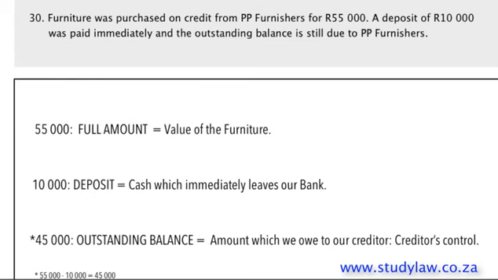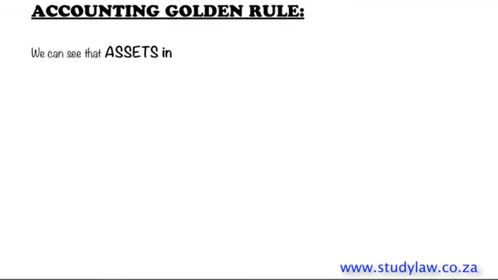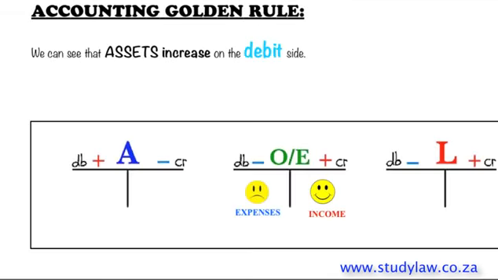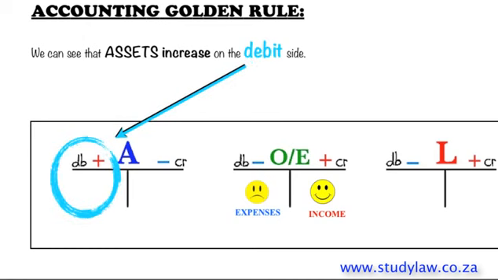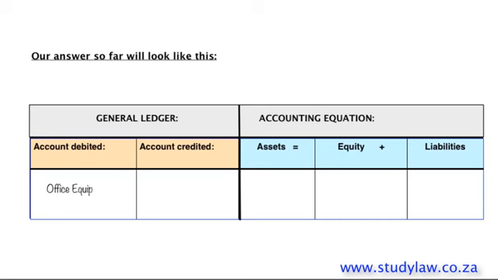Let's take a closer look. Furniture can be classified as an asset. When we purchase this furniture, we are gaining an asset, which means our asset will increase. If we look at the accounting golden rule, we can see that assets increase on the debit side. Therefore, our account to be debited will be called office equipment, and more specifically, furniture. We have gained an asset, so our assets column will increase by 55,000 Rand. Let's continue with the question.